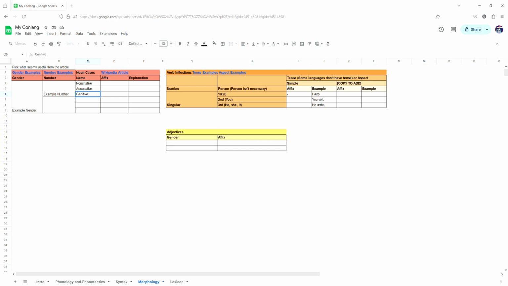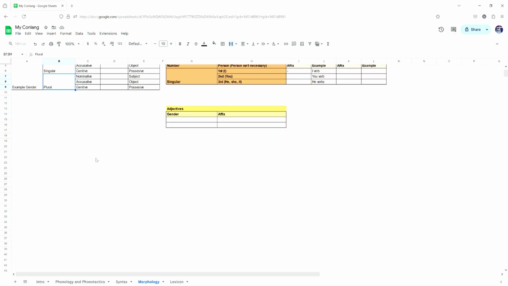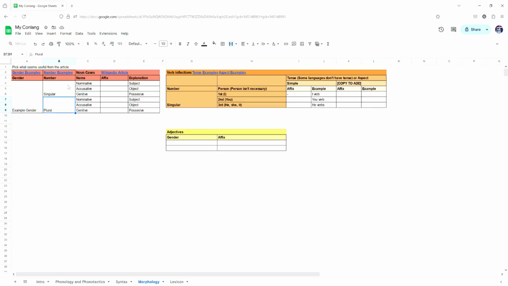The nominative case means that it's the subject of the sentence. Accusative, the object, and genitive is possessive. Grammatical number literally means how many nouns there are. I'm going to go with a singular and plural setup, as that is the one most familiar to English speakers. Singular means there's one noun, and plural means more than one.